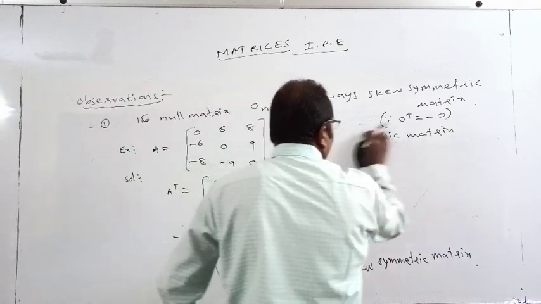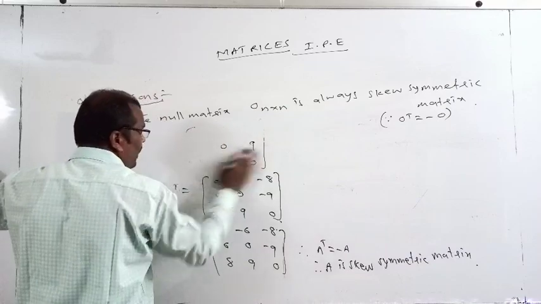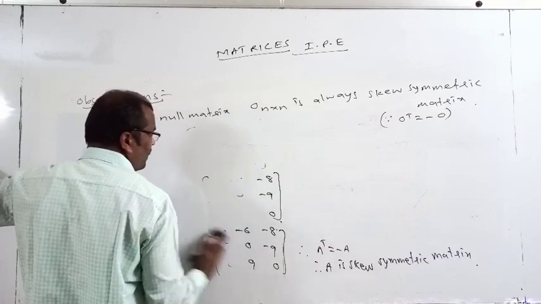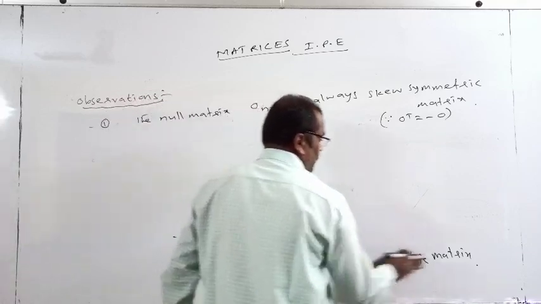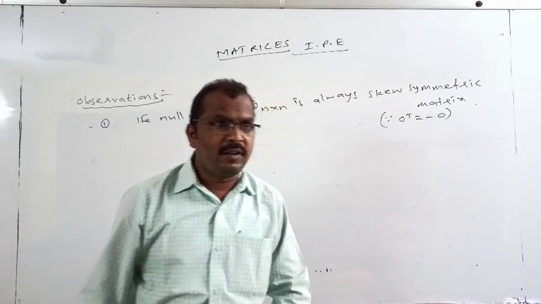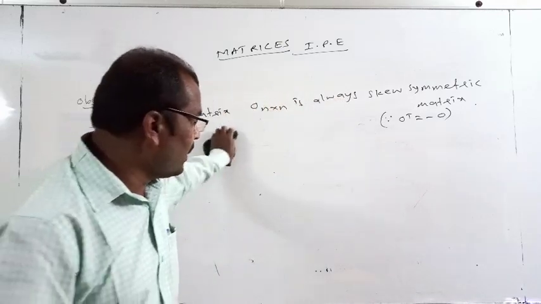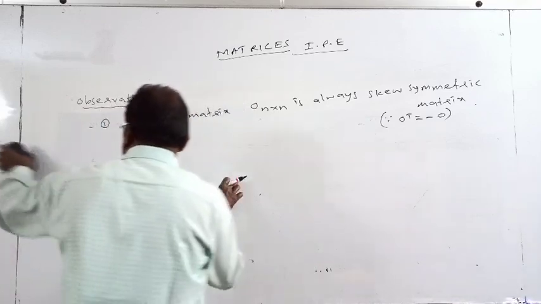So O transpose is equal to minus O is possible. So the null matrix of order n cross n means it should be a square null matrix. Any square null matrix is always skew symmetric.